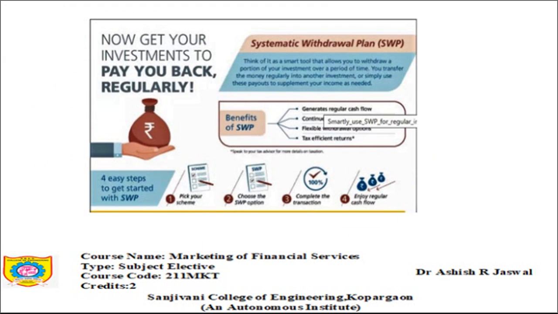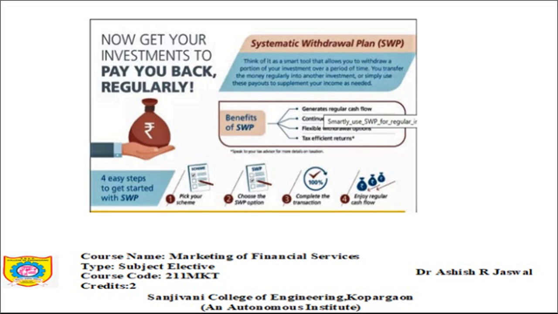Let us try to understand one more term which is called systematic withdrawal plan. Recap: SIP, systematic investment plan; STP, systematic transfer plan; SWP, systematic withdrawal plan. It is a tool that allows an investor to withdraw a portion of investment over a period of time, and you transfer the money regularly into another investment. These payouts supplement income in the future. That is the benefit.